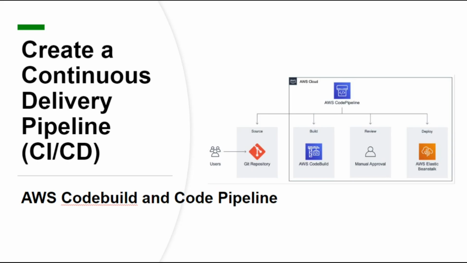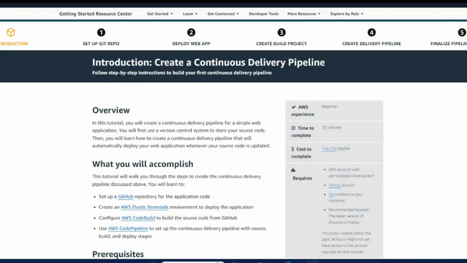Hello, everyone. Welcome back. In this tutorial, we will discuss how to create a continuous delivery pipeline on AWS. This presentation serves as reference documentation. Using this documentation, you can replicate the same architecture for various applications deployed on AWS.